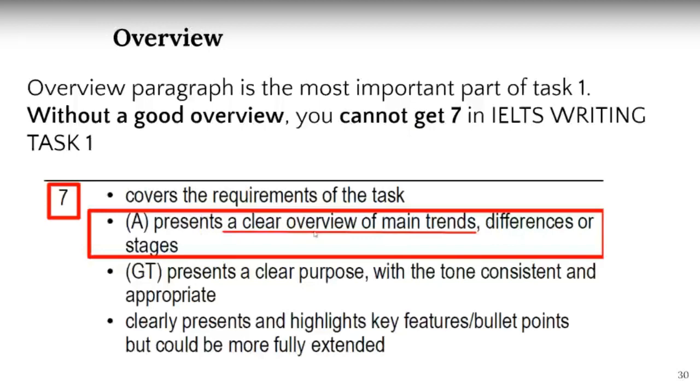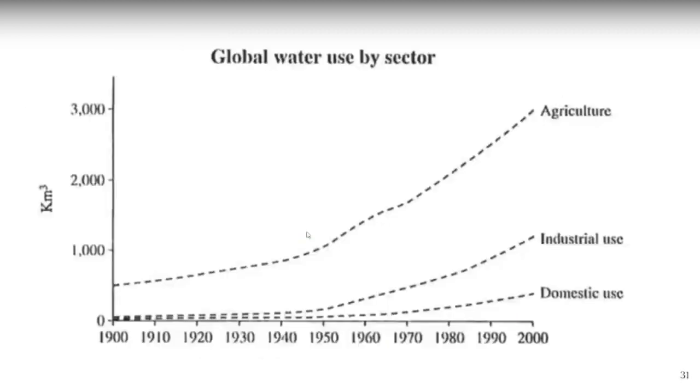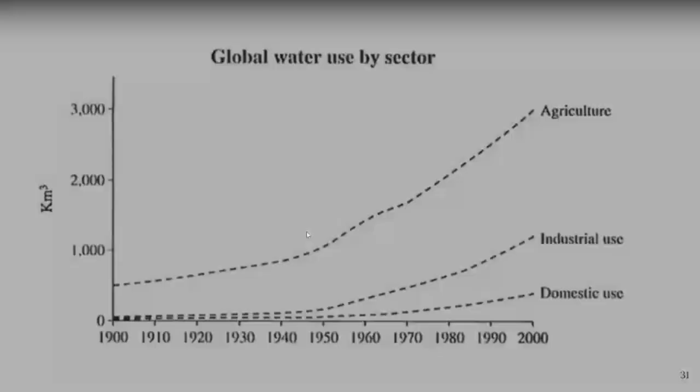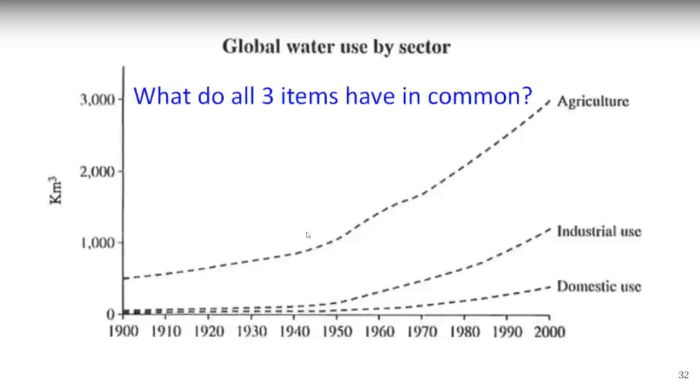Okay. So let's look at this task 1 report, task 1 example. So it's about global water use by sector. So I got a question for you guys. What do all these 3 items have in common? What is similar? Just write your answers in the group.